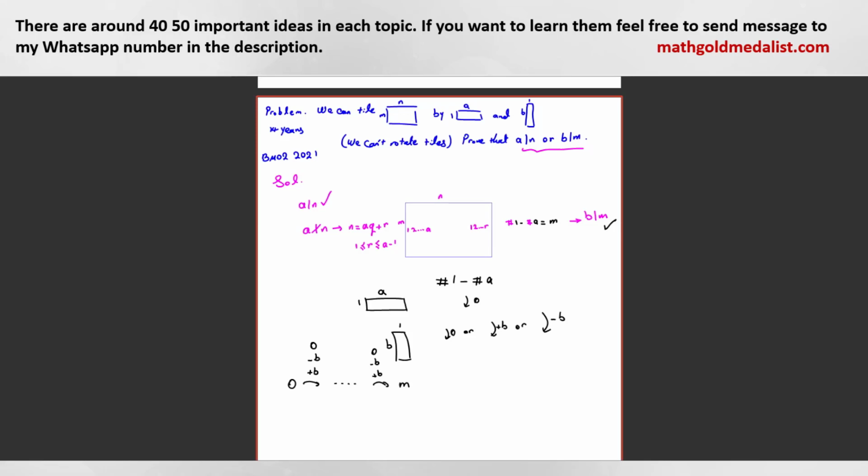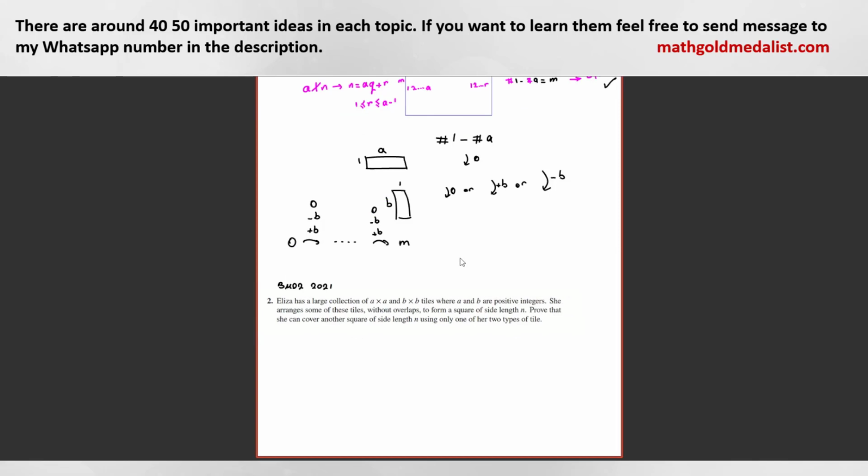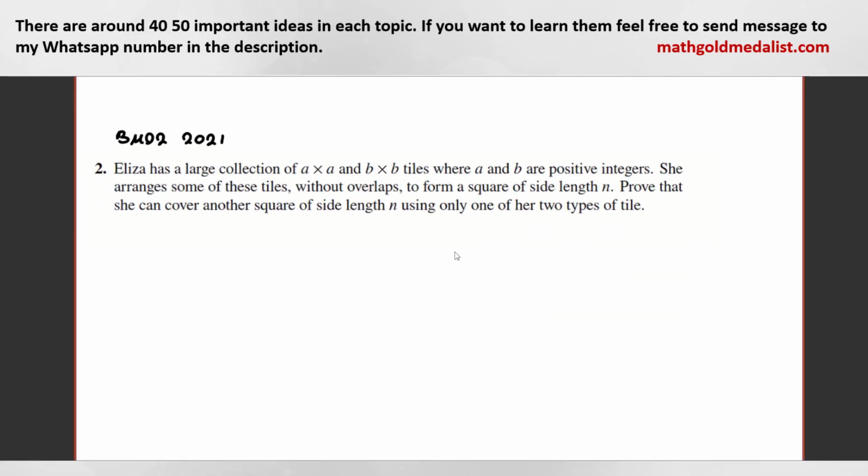Okay, now let me tell you one problem from BMO that can be solved with this idea. The problem is from BMO 2, as I said, 2021. Try this problem first on your own, okay?